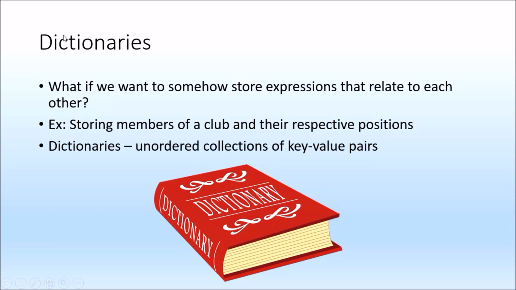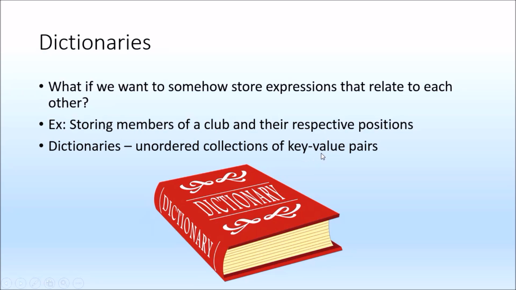What we're going to talk about is dictionaries. And the motivating question of this topic is, what if we want to somehow store expressions that relate to each other? For example, if I want to store members of a club and their respective positions, how would I do that? Do I need to keep track of two different lists and somehow join them? Like, this seems pretty tricky. So what we're going to talk about today is dictionaries, which are unordered collections of key value pairs.